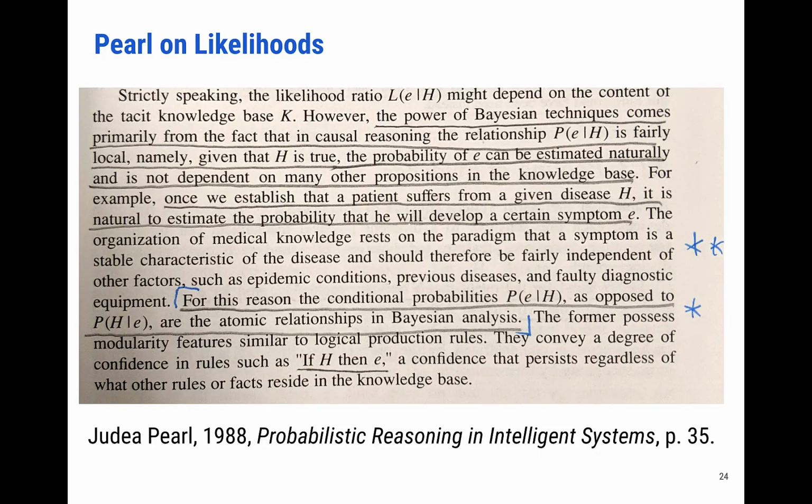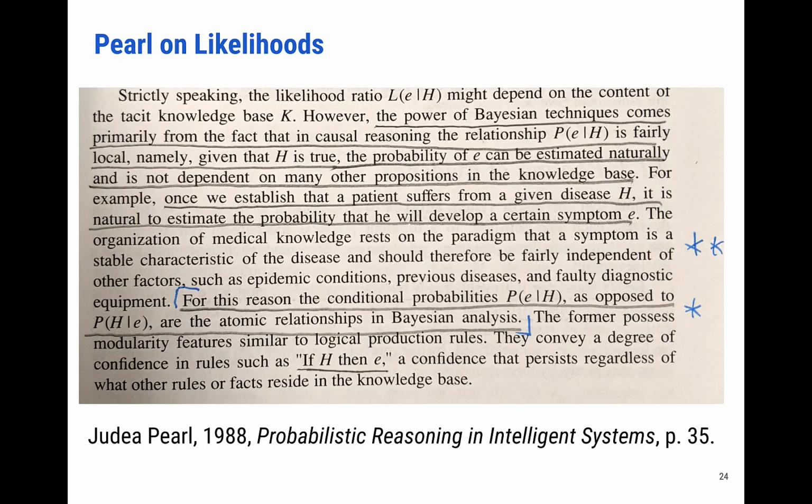So here's a point from the philosopher and computer scientist Judea Pearl, actually a very influential thinker, very controversial in some ways as well. But he has a very interesting point here that I'd just like to read to you. Strictly speaking, the likelihood ratio, the likelihood of E given H, this is what we're going to call the likelihood in the Bayes formula, might depend on the content or the tacit knowledge of base K. We don't have to worry about that.